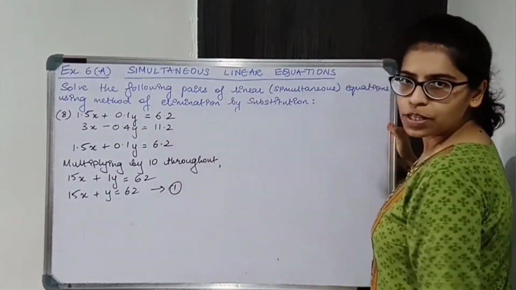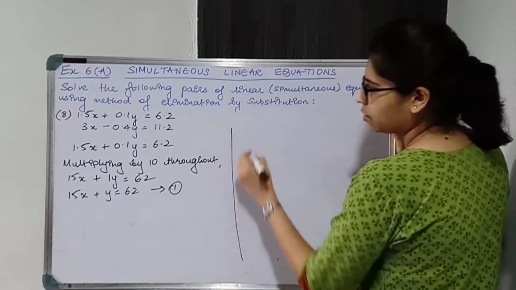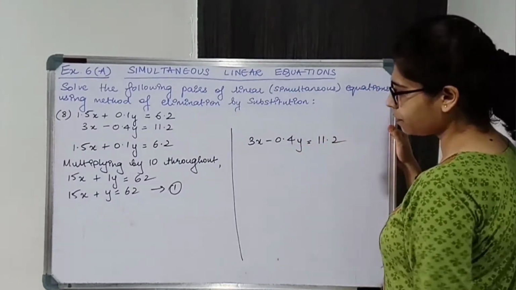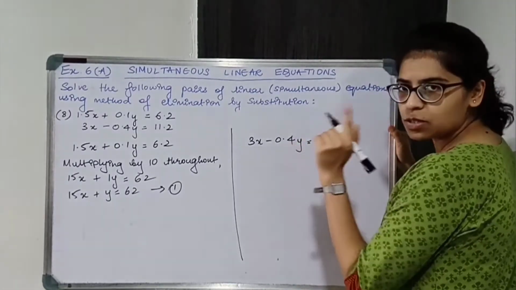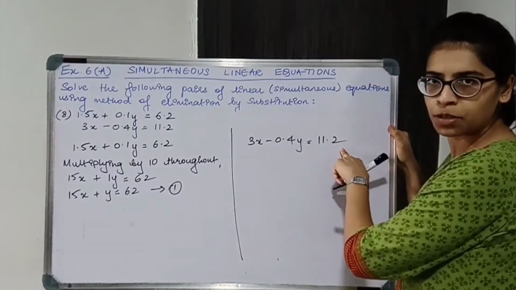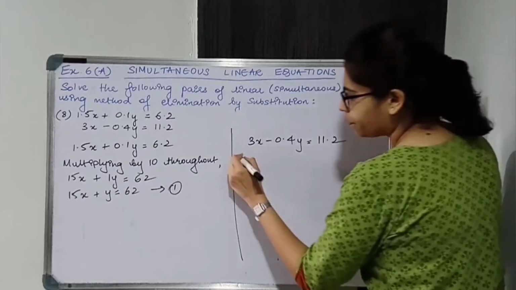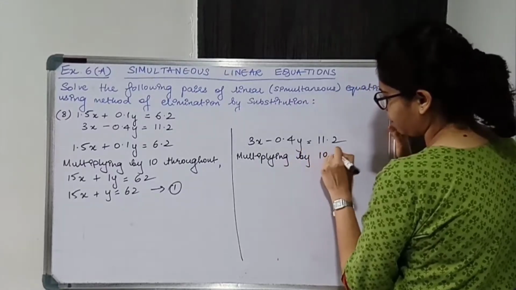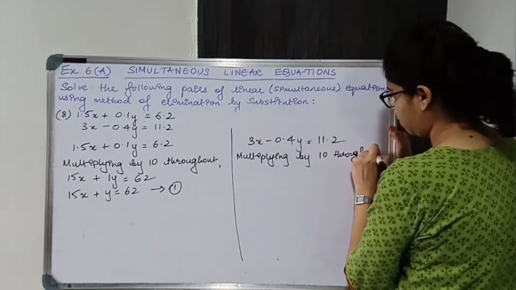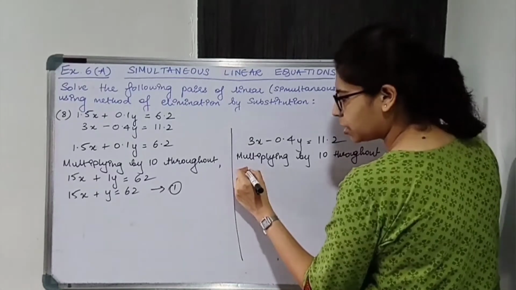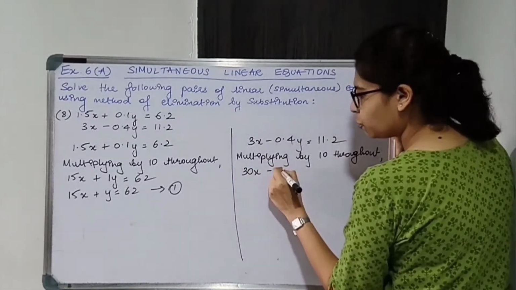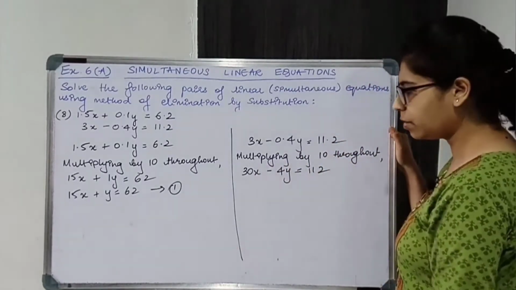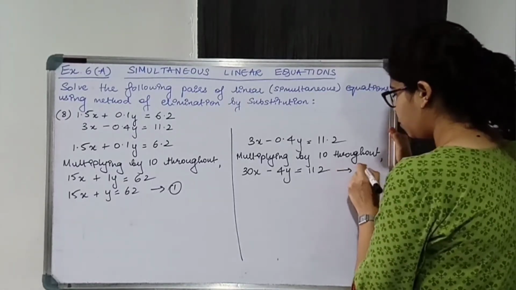Similarly, we'll solve the other equation. Okay, so considering 3x minus 0.4y is equal to 11.2. Over here after decimal on the right there is one number. Over here also after decimal point there is one number. So we'll multiply by 10 throughout. So we'll get 10 into 3, 30. 10 into 0.4, 4 will become. And 11.2 into 10, 112. Okay. So let's number this as 2.